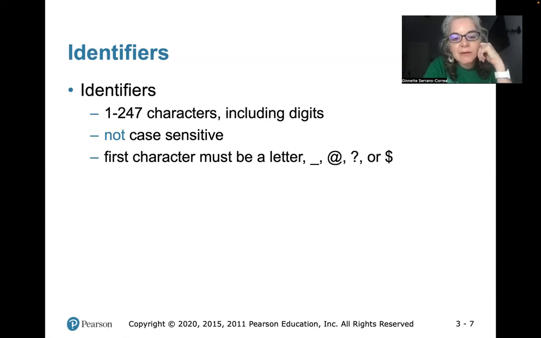And then the first character has to either be a letter, an underscore, an at sign, a question mark, or a $ sign. We're going to keep our identifiers, for convention purposes, short but descriptive. So if it's going to hold a tax rate, we'll call it tax rate. We're going to start them all with letters. We're not going to start them with underscores, at signs, question marks, or $ signs.